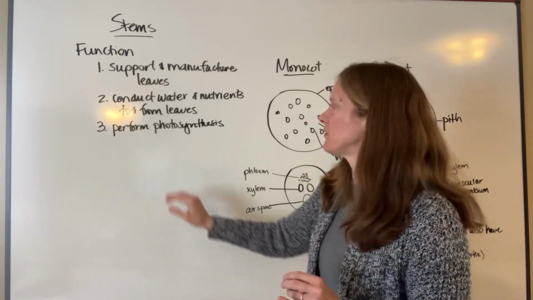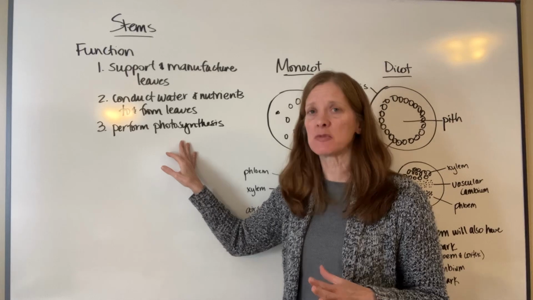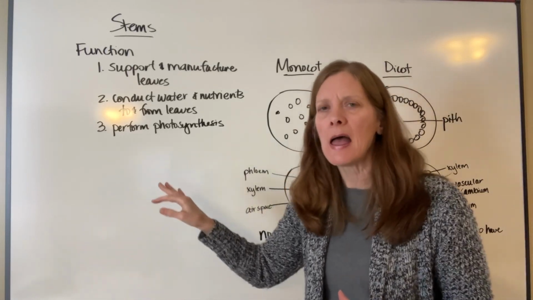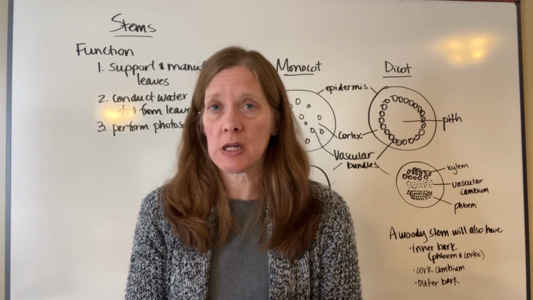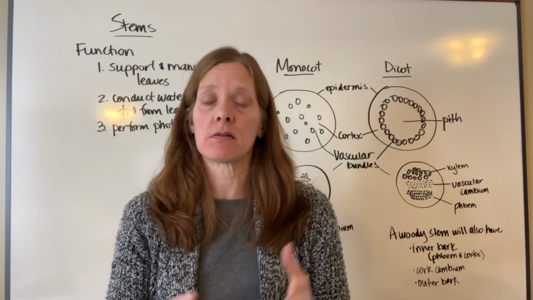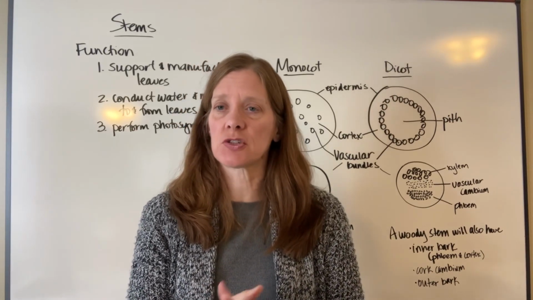The third function of a stem is also to perform photosynthesis. A lot of people don't realize this, but stems perform photosynthesis as well. And if you think about that, the stems on your plants are usually green. And so if they're green, then they can contain chlorophyll and they're going to be able to conduct photosynthesis also.